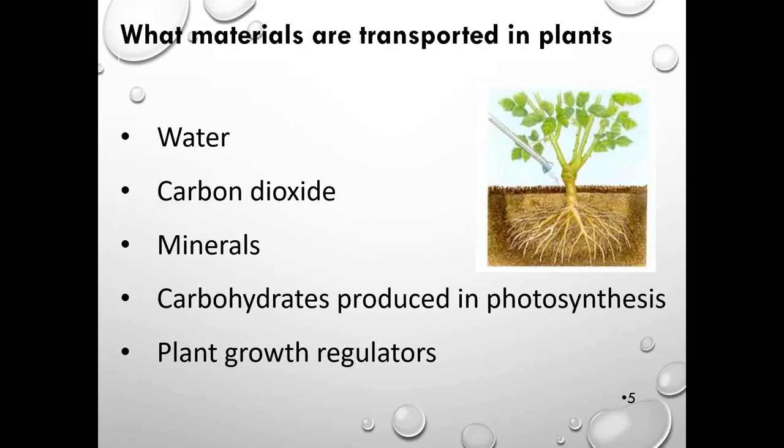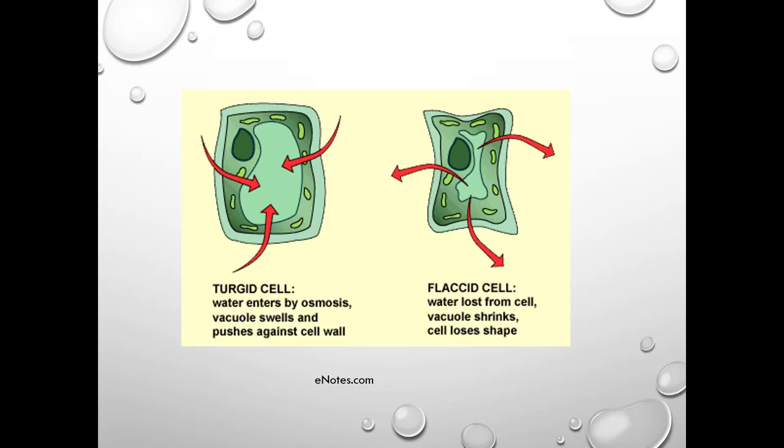What materials are transported in plants? Of course, water, carbon dioxide, minerals, carbohydrates produced in photosynthesis, and plant growth regulators. On the left-hand side, we've got a turgid cell. That's a cell that is full of water, and the water has entered by osmosis. The vacuole swells and pushes against the cell wall. On the right, water has been lost from the cell, the vacuole will shrink, and the cells will lose shape. Especially in very herbaceous plants, you're going to see a complete wilt of the plant.